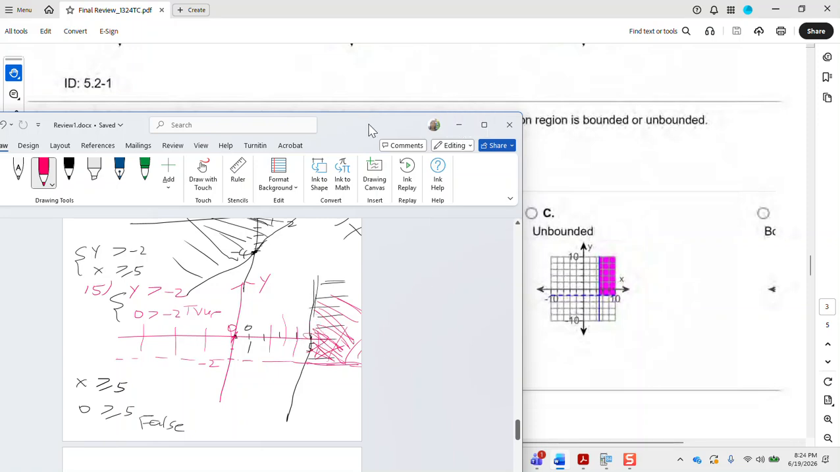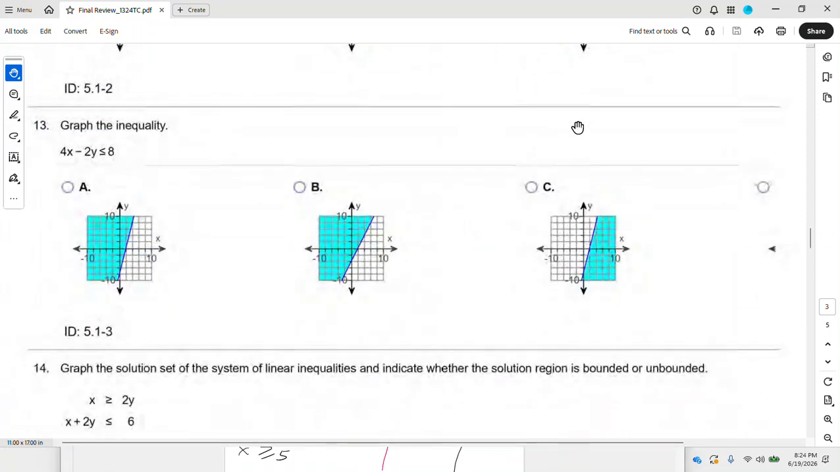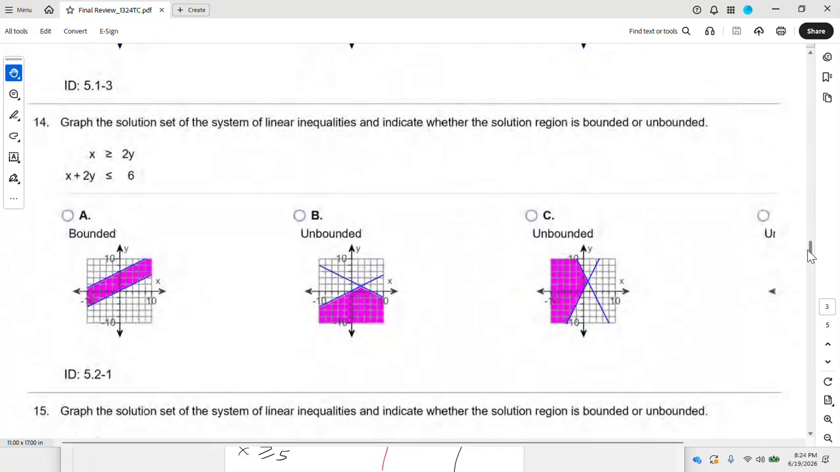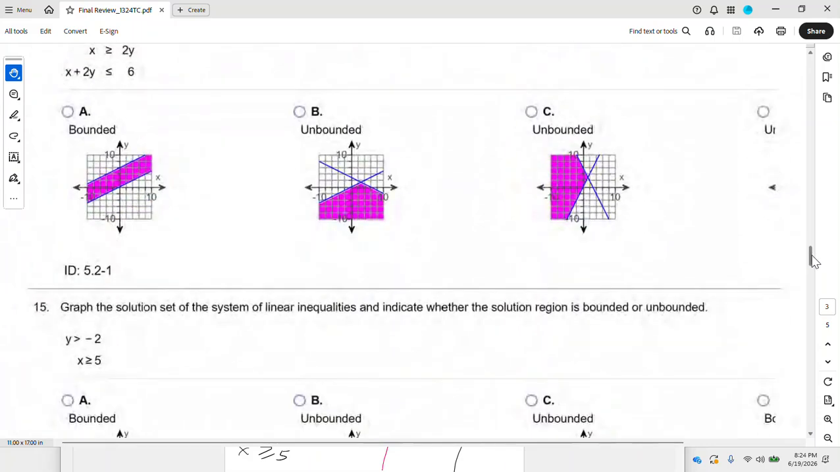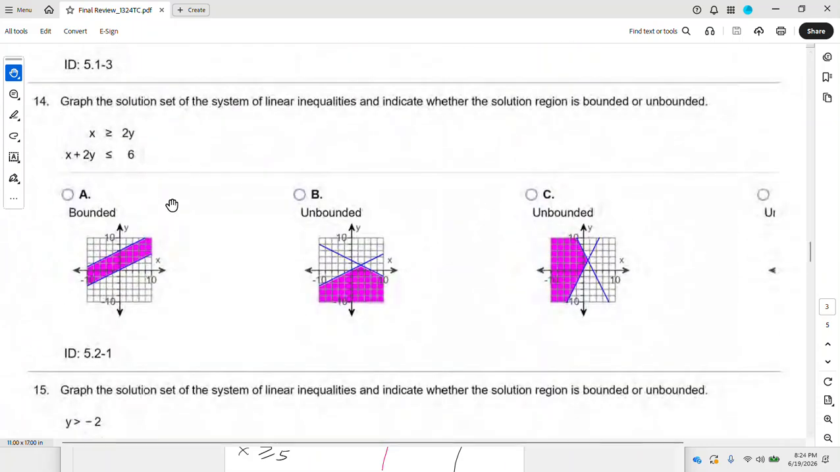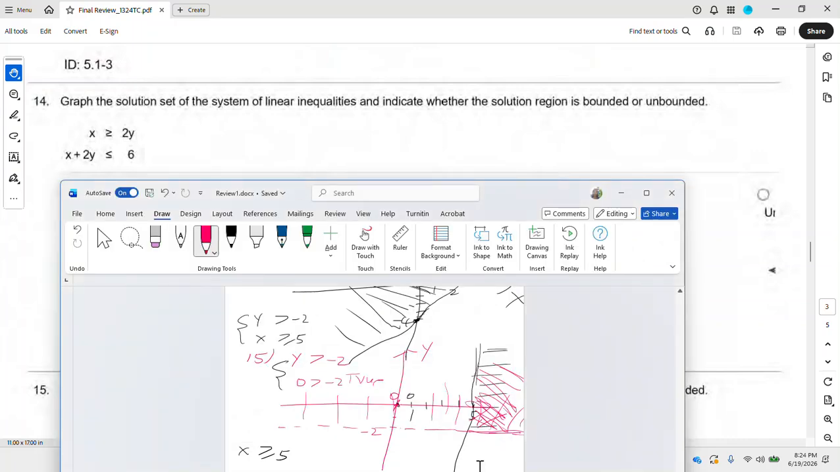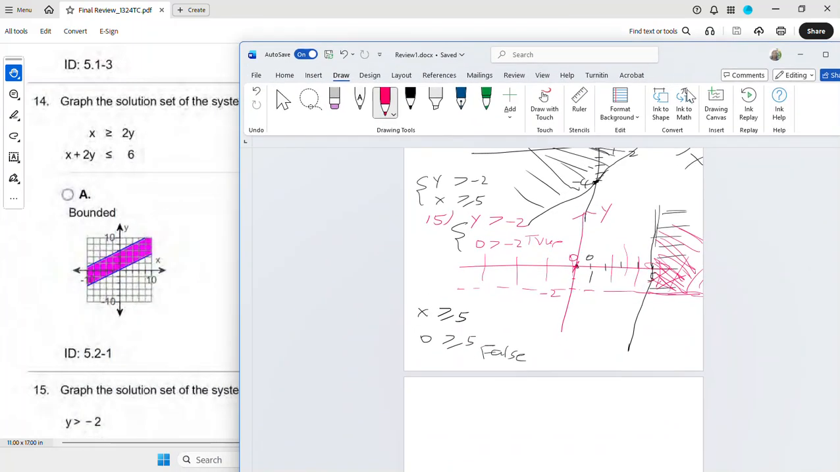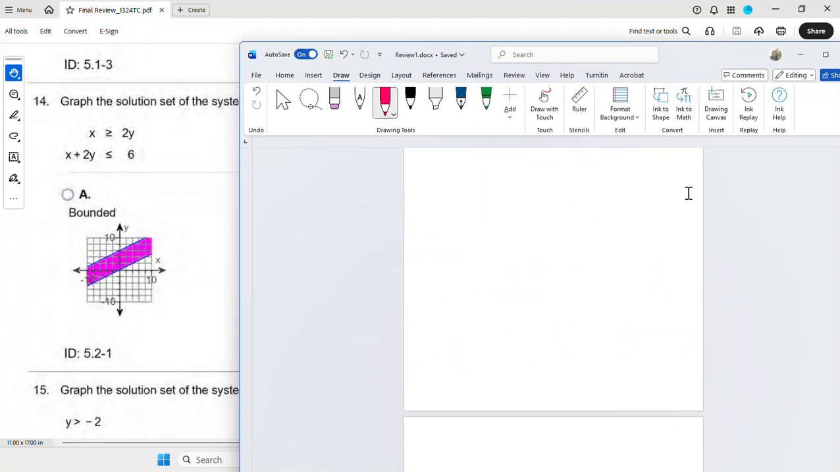All right, so now let's look at number 14. How do I graph this one right here? Same thing. I need to graph both. As we said earlier, graphing two inequalities is very similar to graphing one, right? Just need to find a common part.